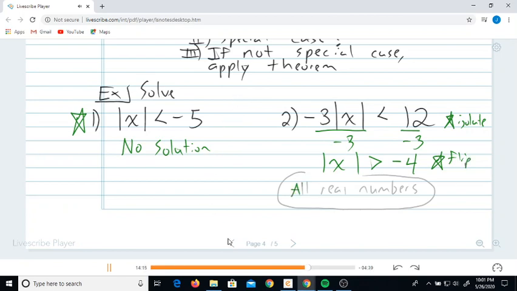So this is actually all real numbers. You can actually input any number you want. This statement will always be a true statement. Alright, so you can plug in 0, you can plug in 0.0001, you can plug in a million, plug in any number your heart desires. This statement in number 2 will always be true. So just be careful. If it's a special case problem, that doesn't automatically mean no solution. It just means it's either no solution or anything's a solution.